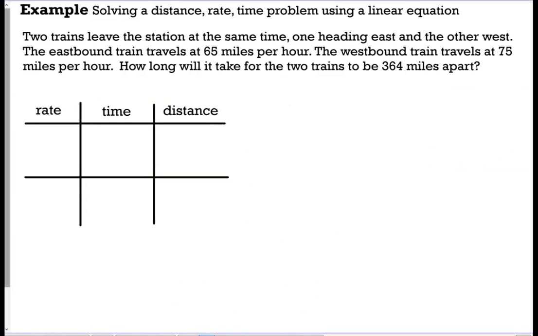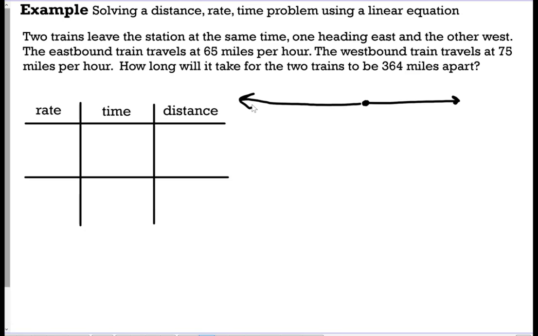Two trains leave the station at the same time, one heading east and the other heading west. All right, now if I were to draw a picture to represent what that looks like, that dot there represents the station. And then an arrow to the right and an arrow to the left represents your train heading east and west.